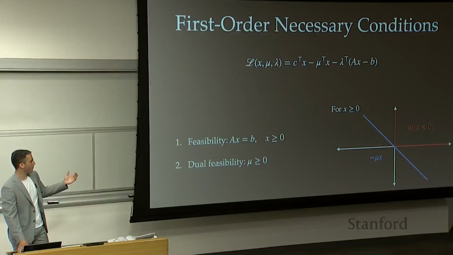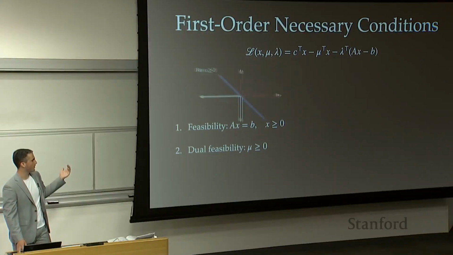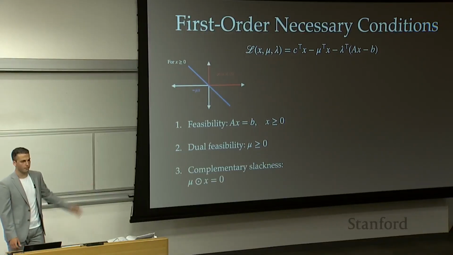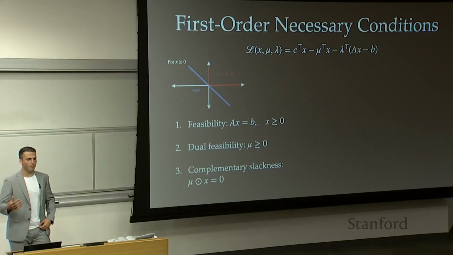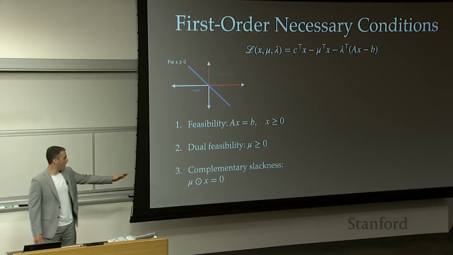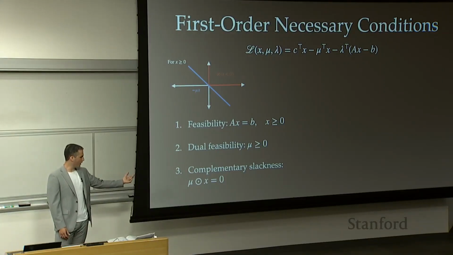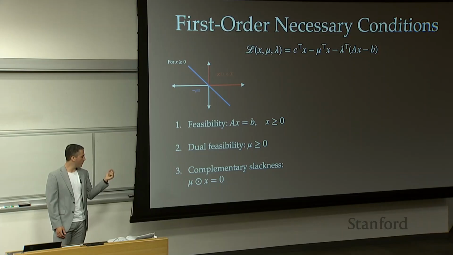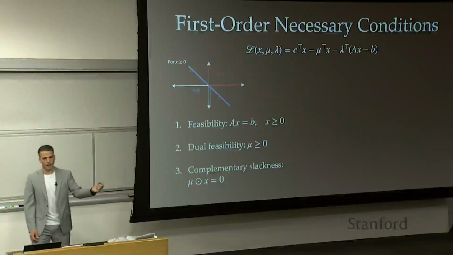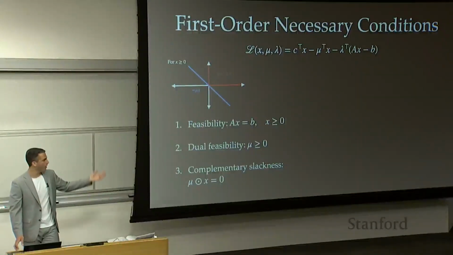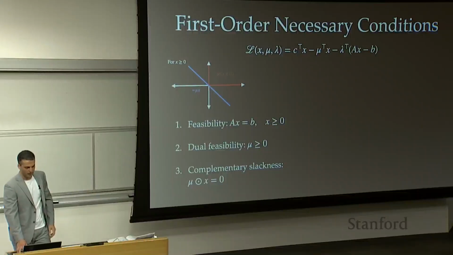Okay, and the same picture applies also to complementary slackness, which we're going to see here. And that's the third first order necessary condition. So complementary slackness is saying this element-wise product. The element-wise product there is just saying either the component of mu or the component of x has to equal 0. Okay, and why this is the case, we'll see again with this picture.